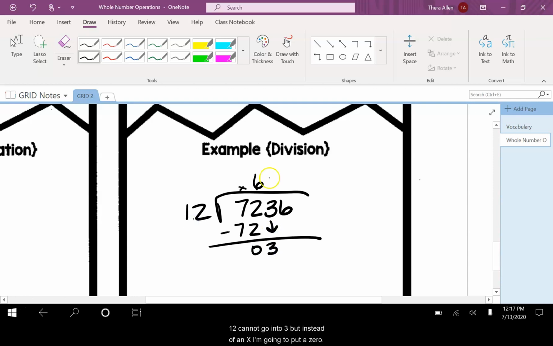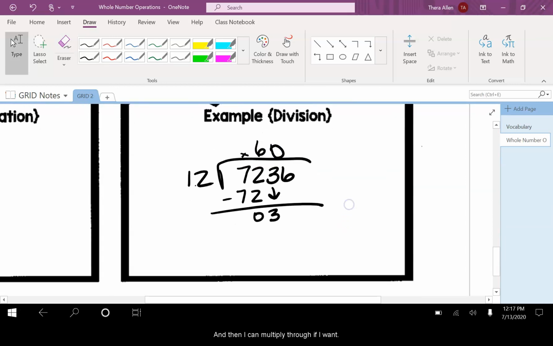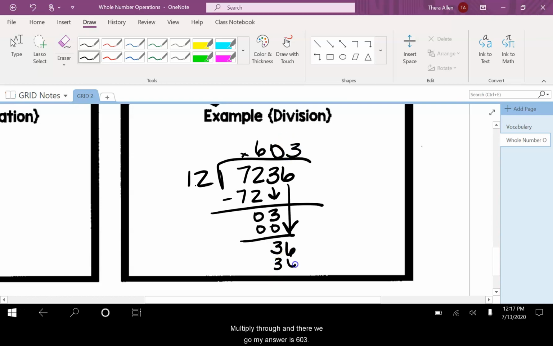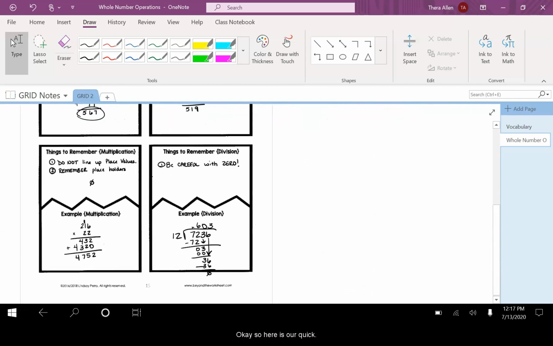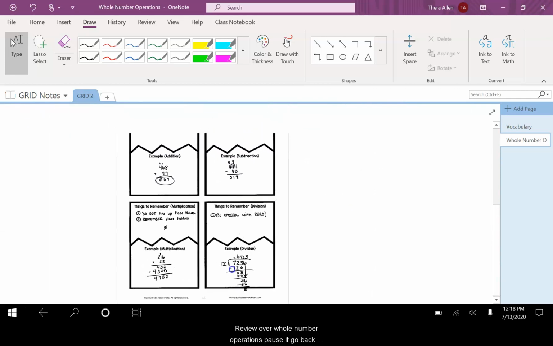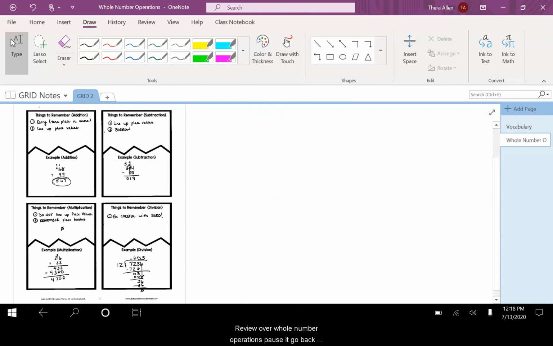12 cannot go into 3, but instead of an X, I'm going to put a 0. And then I can multiply through if I wanted. That is 0, and bring down my 6. 12 goes into 36 3 times. Multiply it through, and there we go. My answer is 603. Okay, so here is our quick review over whole number operations.